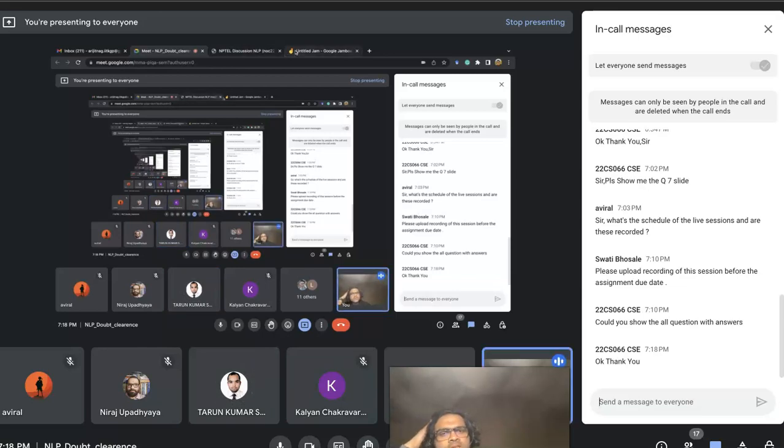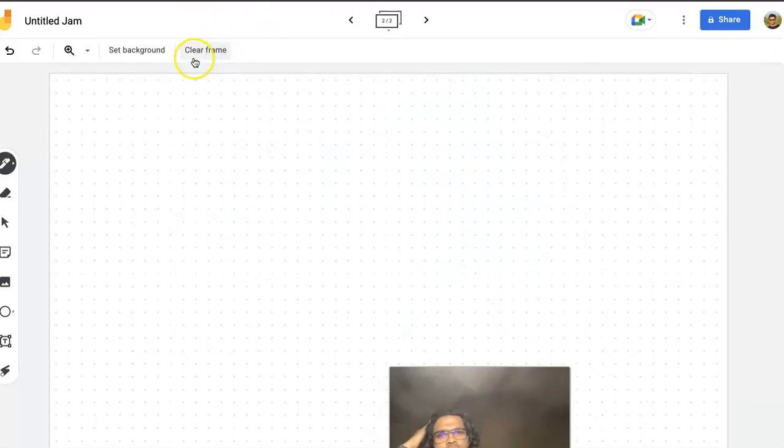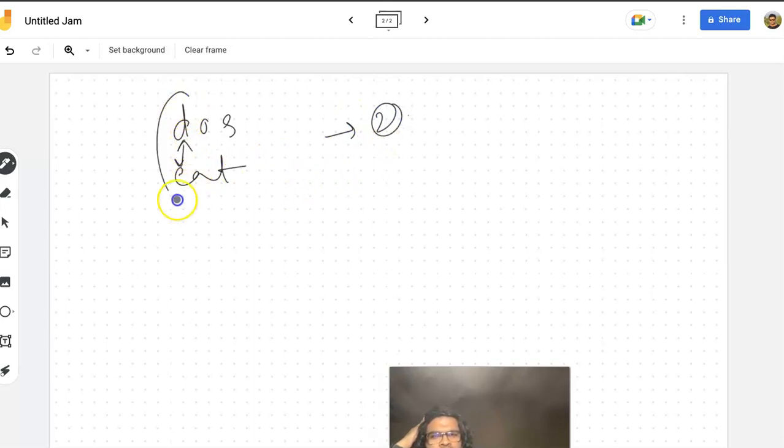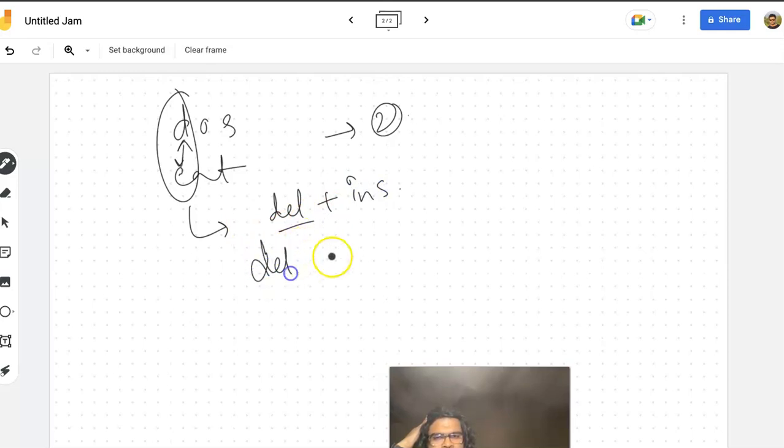There is no particular reason. Suppose you have this dog and this cat. If you go with the substitution, we are saying the cost is 2. But inherently there are two operations: one is deletion and one is insertion. You need to delete D and then insert C. So inherently it's two operations, deletion and insertion, and that's why you are saying it's 2.